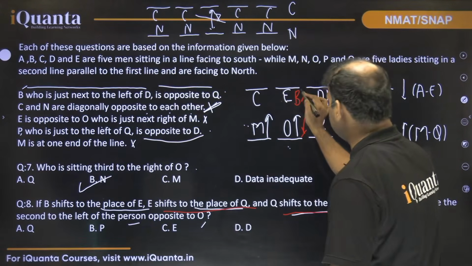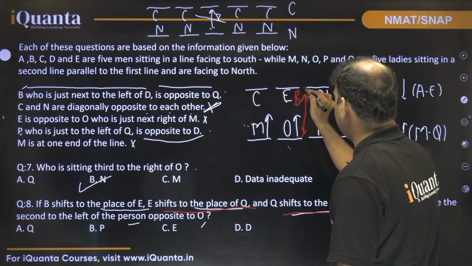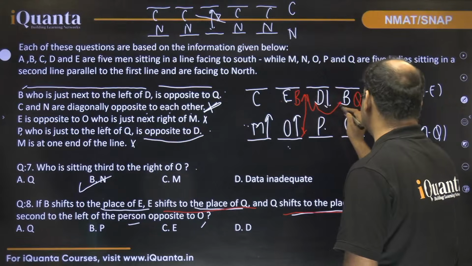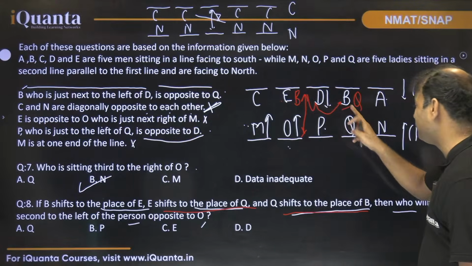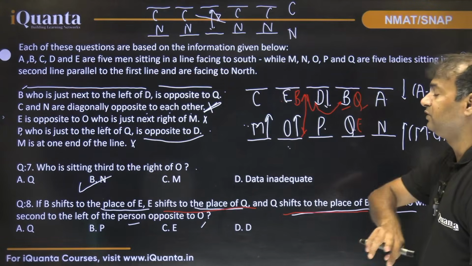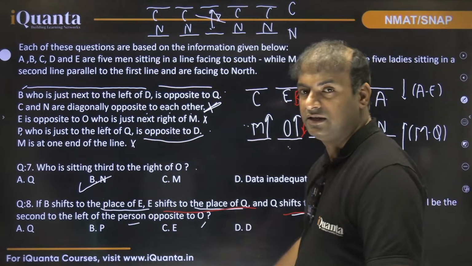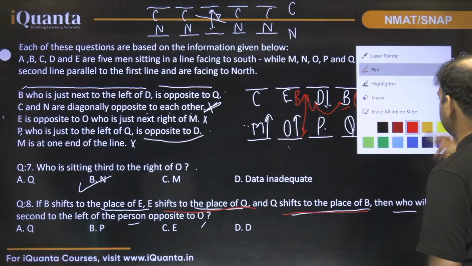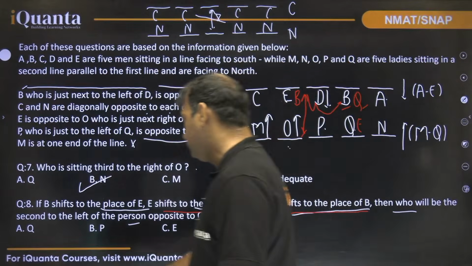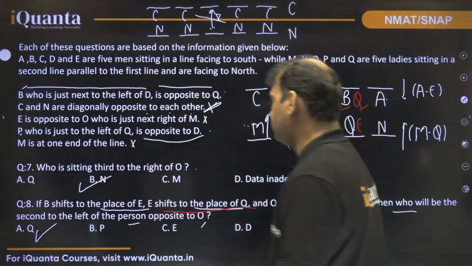So guys, this person is facing south, we know that. So second left must be this and this. This means this person. But this person is not B now, okay? This person has become Q now. This is what we have to understand, that this person is Q now, not B. So the answer has to be Q, right? Not B, okay? And this is how we are able to solve this.